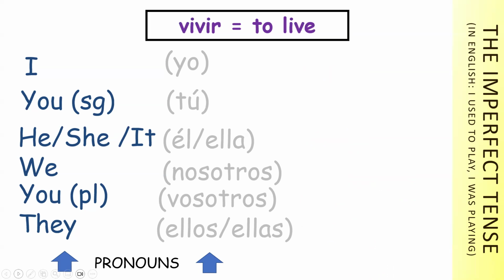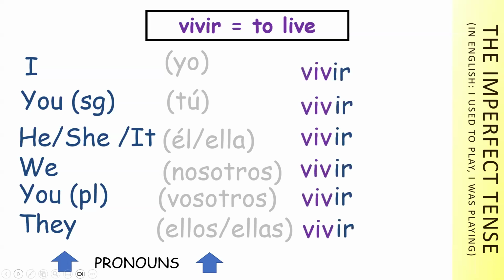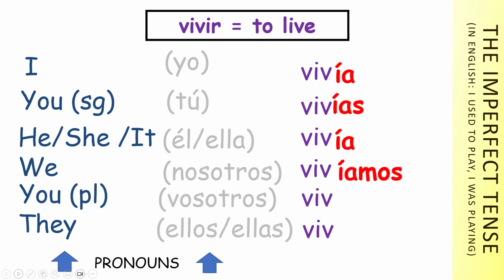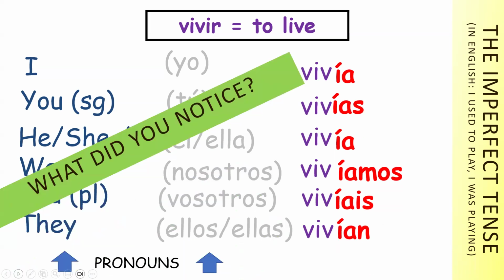Well done. Let's switch it to vivir. Let's remove those IRs so we can get our stem. And shall you say them along with me as soon as you see them? Vivía, vivías, vivía, vivíamos, vivíais, vivían. What did you notice, everyone? Yep, the endings are the same. Excellent. So our ER and IR verbs are going to do the exact same thing.